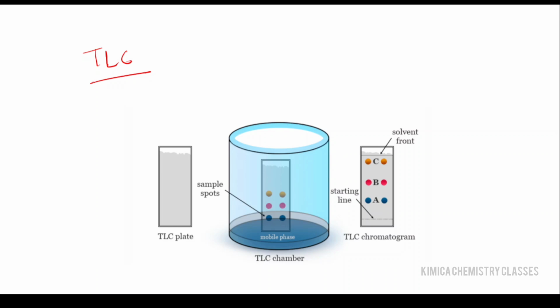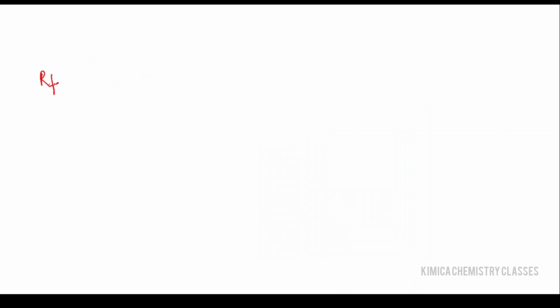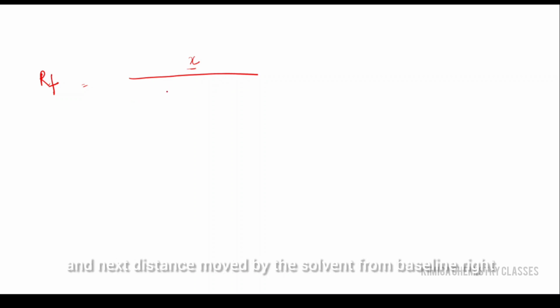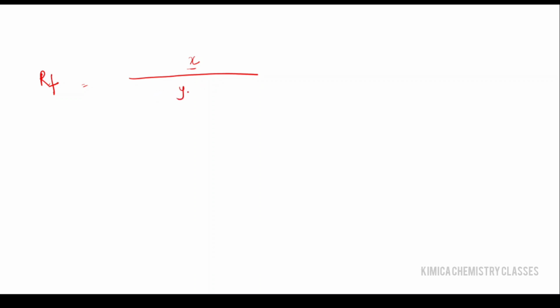And the relative movement of each component is expressed by the retardation factor. We usually say Rf factor, which is the distance moved by the substance from the baseline divided by the distance moved by the solvent from the baseline, right? So after the solvent has moved a sufficient distance, the plate is removed and dried.